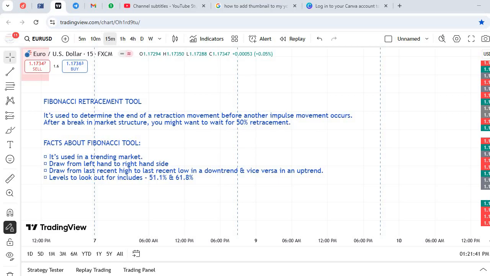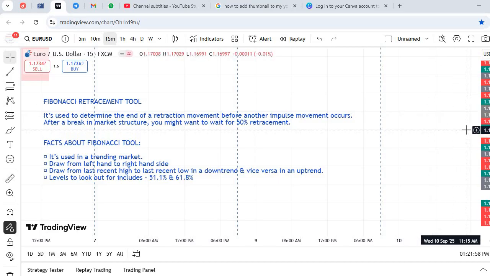Once I'm done explaining, I'm also going to go into the Forex market, and we are going to make use of an example on a currency pair. Alright, so without much ado, let's get started.